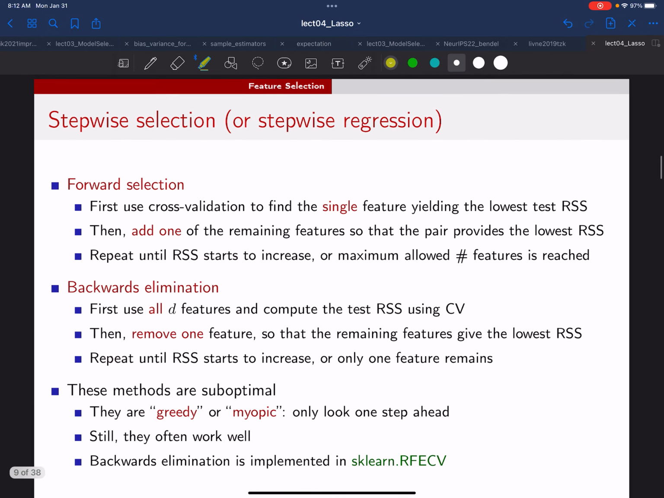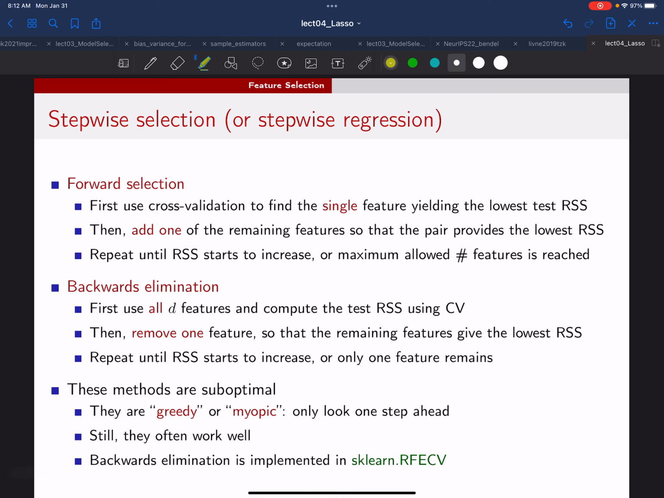Okay, so first of all, what is this first method? Stepwise selection, or it's also called stepwise regression. So there's two different versions of this. There's forward selection and backwards elimination. So this is what we do in forward selection. We first find the single best feature. We do this by testing each feature one at a time to see how well it can predict the targets. And by testing it, we mean we evaluate the test mean squared error or approximate it using cross-validation.